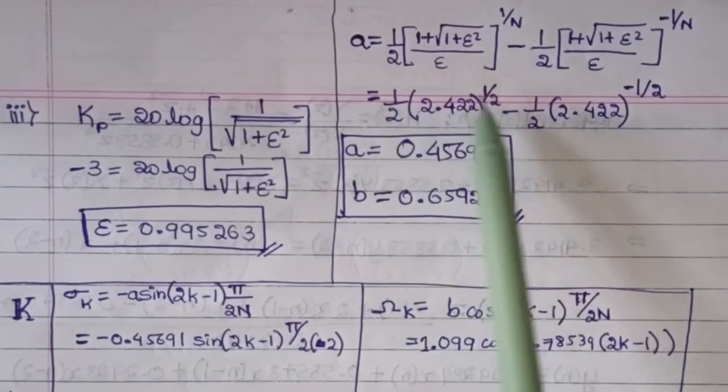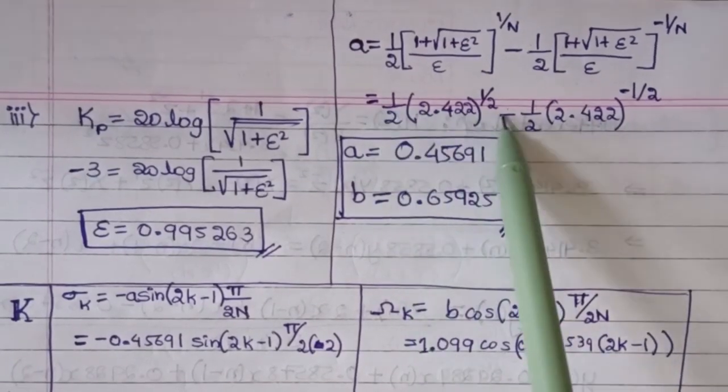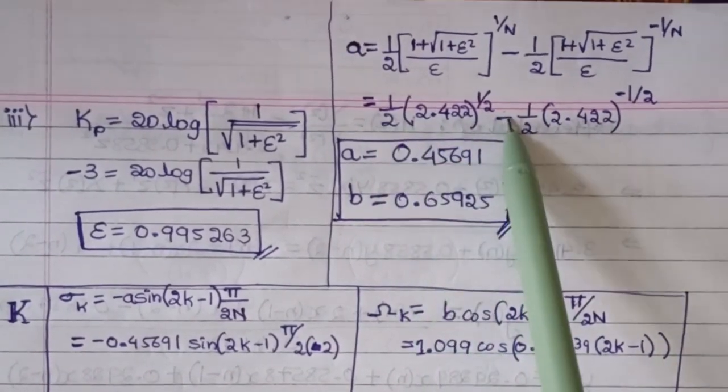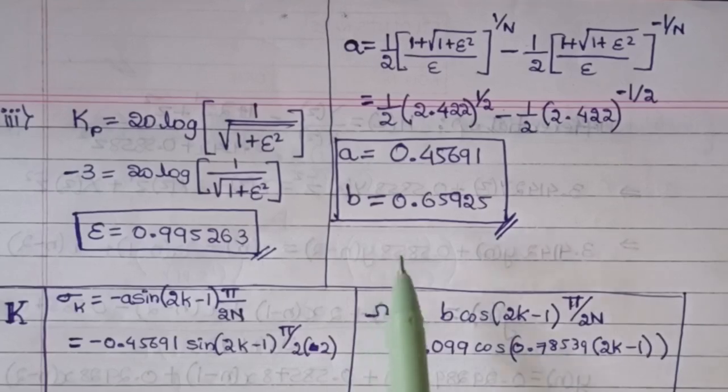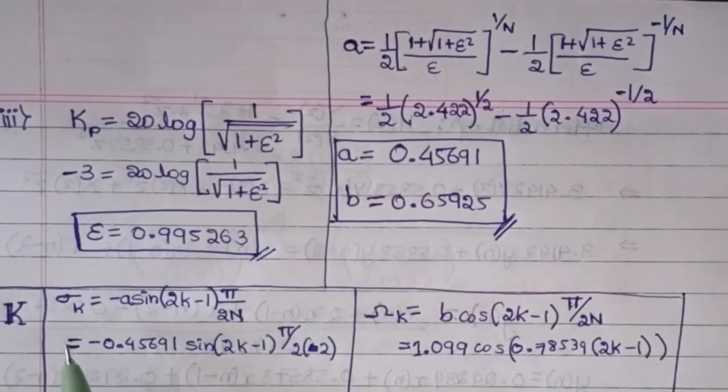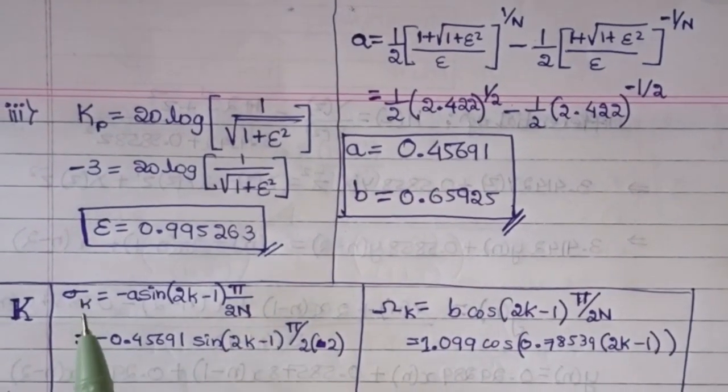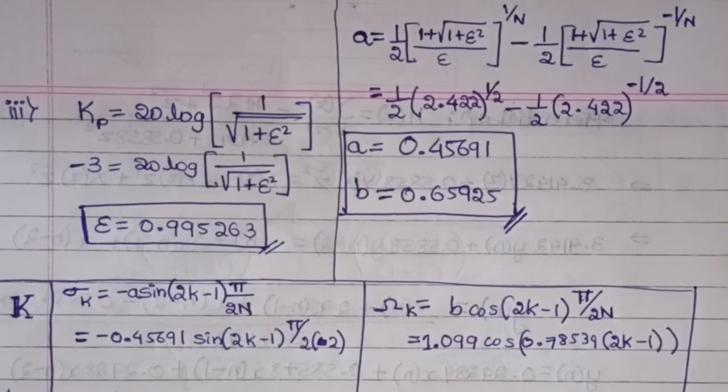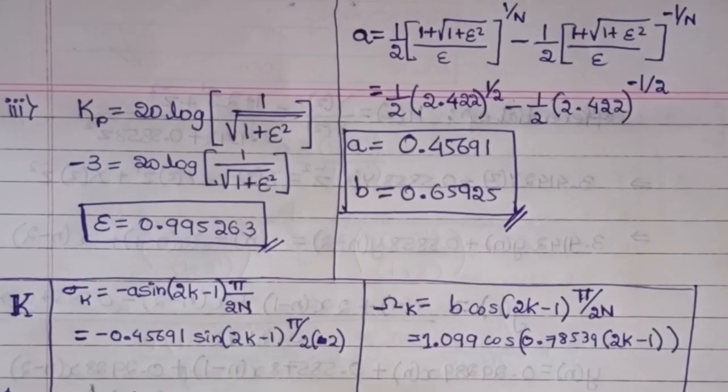To find the value of a and b, the only difference is that to find a we have the minus term, and to find the value of b there is a plus term. After finding the value of a and b, we are going to plot a table. Since n is equal to 2, we are plotting the table for only k values 1 and 2.